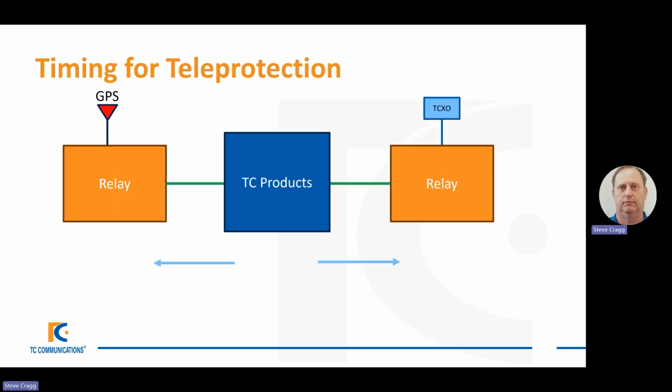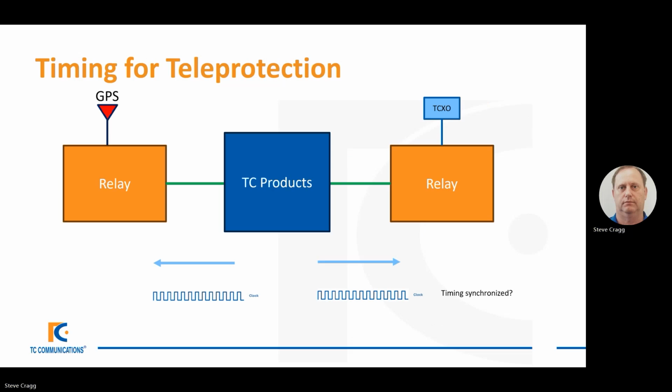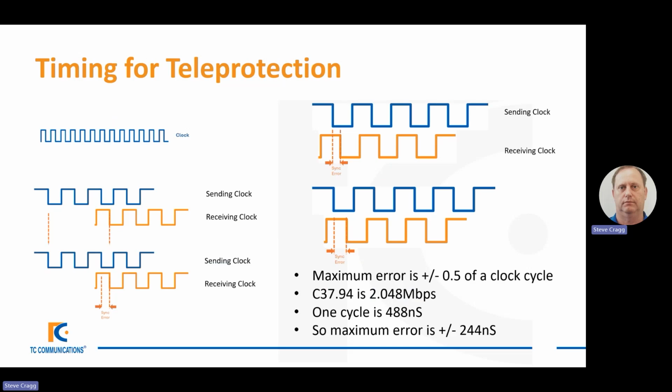And again, when we talked before about the possibility of synchronous communications, of having a TC product in the center providing the clock to both devices, it provides the two clocks, and the question is, are they synchronized? And the answer is maybe not. They may be out, but remember this, the most they can be out by is plus or minus half of a clock cycle. So the maximum error will be plus or minus 244 nanoseconds.